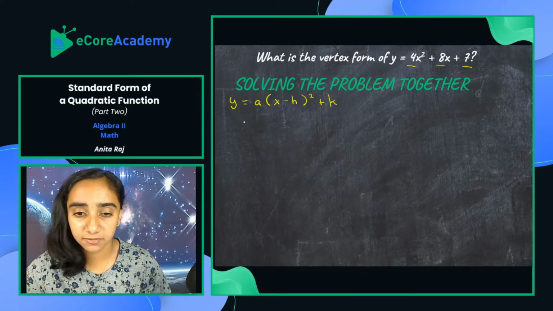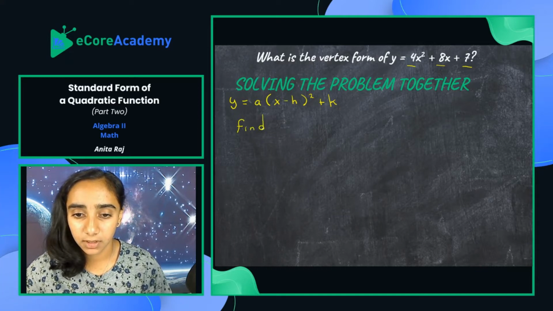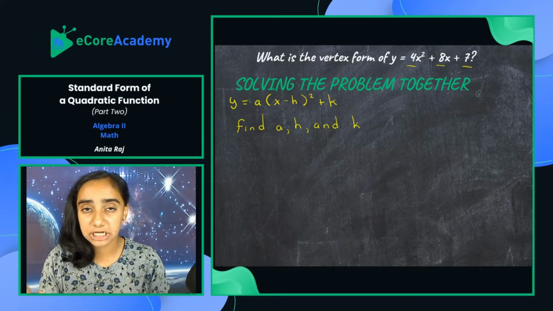So we're trying to find, I'm just going to write it here, a, h, and k. Those are the values we're trying to find. Remember, (h, k) is the vertex. That's the coordinate. (h, k) is the vertex.